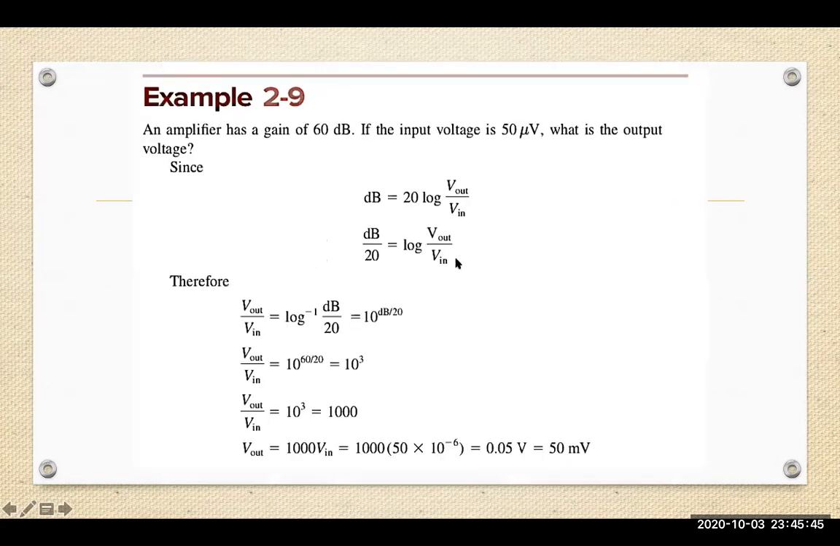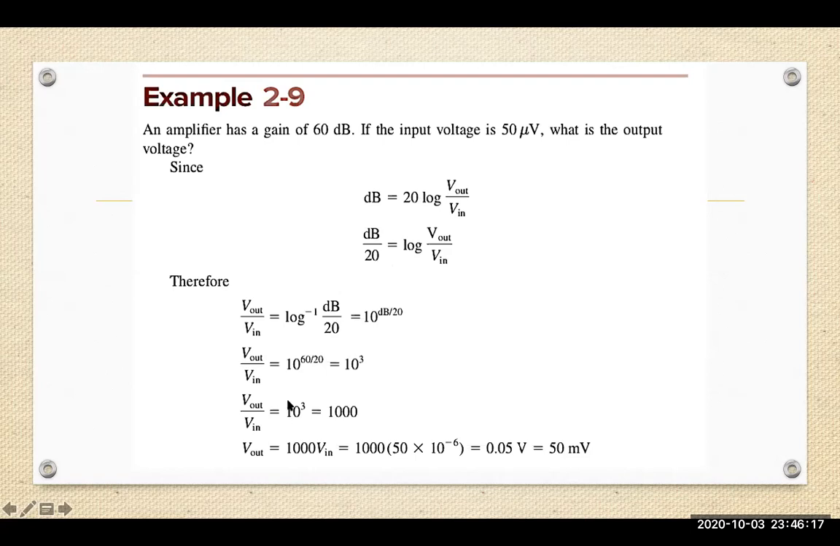Okay, next example, an amplifier has a gain of 60 dB. If the input voltage is 50 microvolts, what is the output voltage? Now we are given a voltage value, so it means that the gain here is the voltage gain. So the formula is 20 log of the ratio of the output over the input. Remember it's voltage, so 20 is used. Now, divide both sides by 20 and then take the anti-logs.